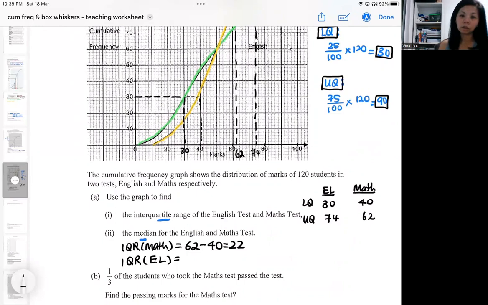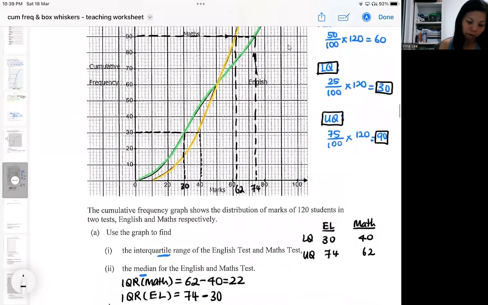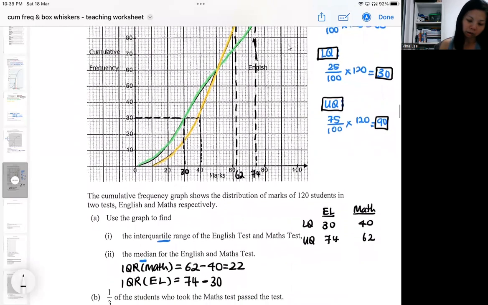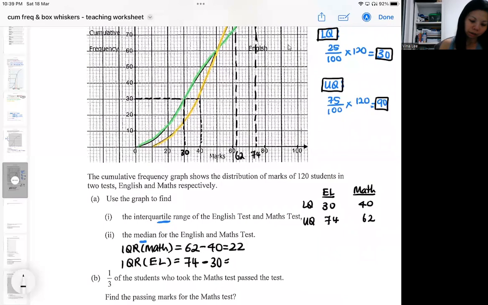So for English, the interquartile range will be 74 minus 30. 74 minus 30 will be, sorry, 44.